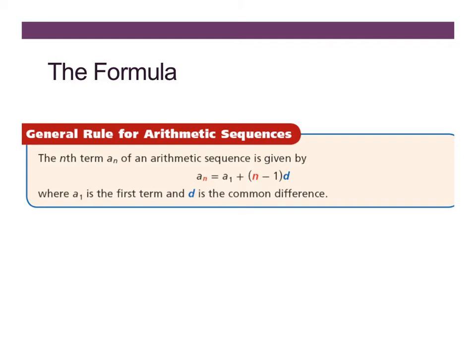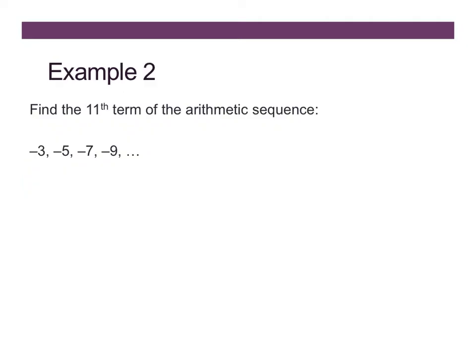The formula. General rule for arithmetic sequences. The nth term, a sub n, of an arithmetic sequence is given by a sub n equals a sub 1 plus n minus 1 all times d, where a sub 1 is the first term and d is the common difference. You need to have this memorized, okay? I suggest creating flashcards or coming up with something to have this memorized.